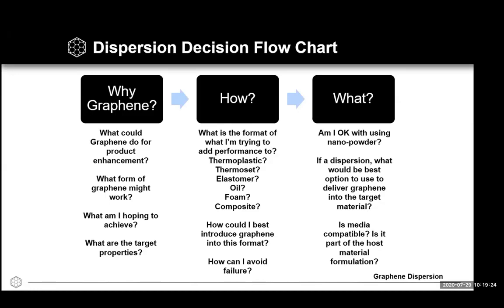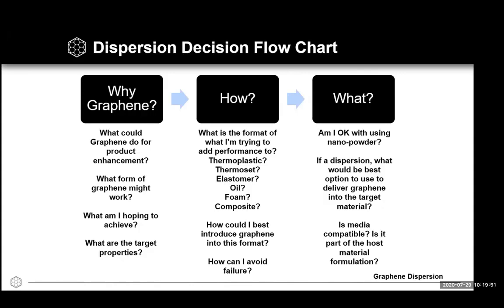There are a number of production environments where nanomaterials are frowned on, and we'll talk a little more about that in one of the later slides. If we're using a dispersion, what would be the best option to deliver the graphene into the target material? And is that media compatible with the host material that we are putting it into?